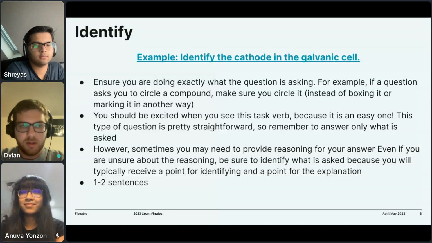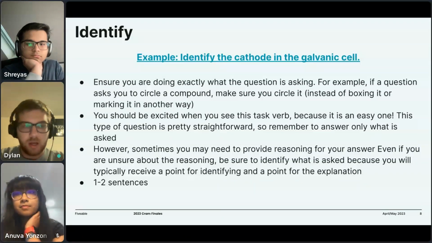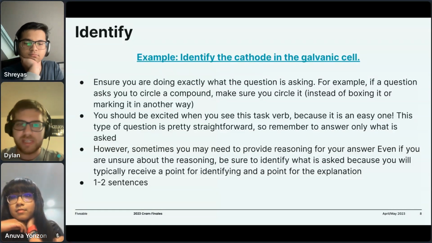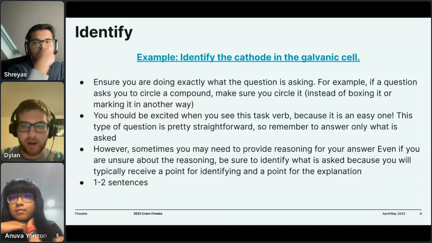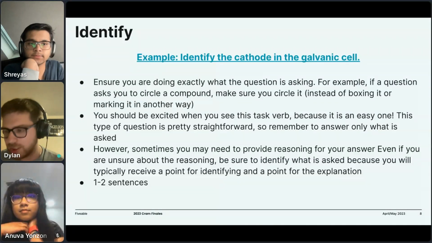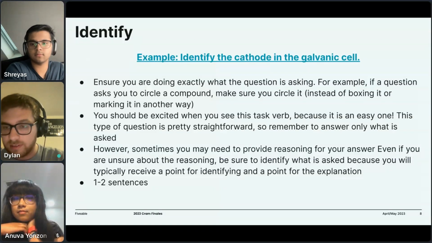For example, if it says here's an electrolytic cell, or pardon me, a galvanic cell, and they say circle the cathode, yeah, it's a 50-50 shot, but you should be able to say, okay, I am circling this because the cathode is where reduction occurs. Even if you're wrong, if you go, well, the cathode is where oxidation occurs, so I'm going to circle this, at least you've kind of justified it to yourself, and it helps you feel more secure in your answers.